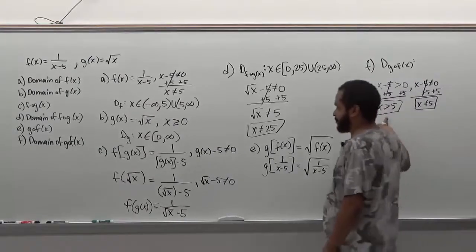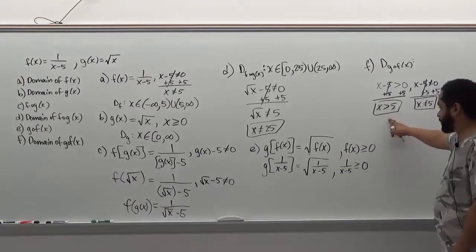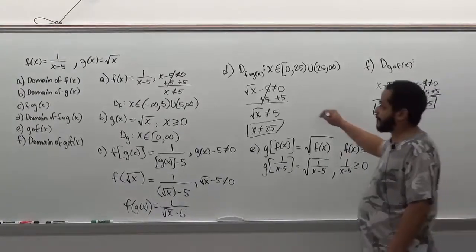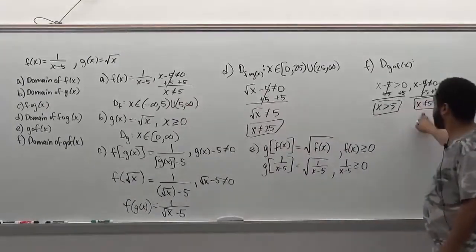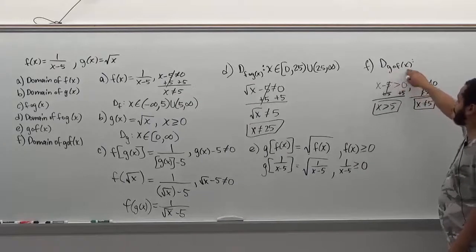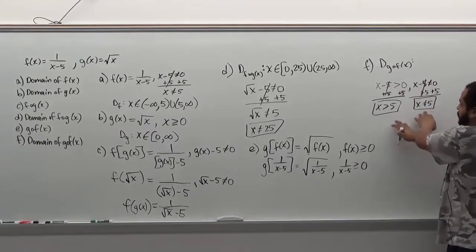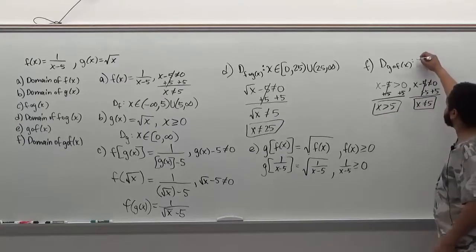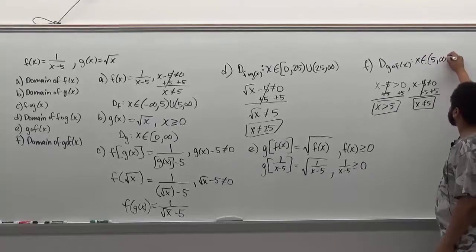We also know the domain for this, and the domain for f, which is it just cannot equal 5, remains the same. So we have our domain for the domain of g of f of x based on just this part of the solution, since this happened to work correlatively to this. So our domain is just x belongs to 5 to infinity.